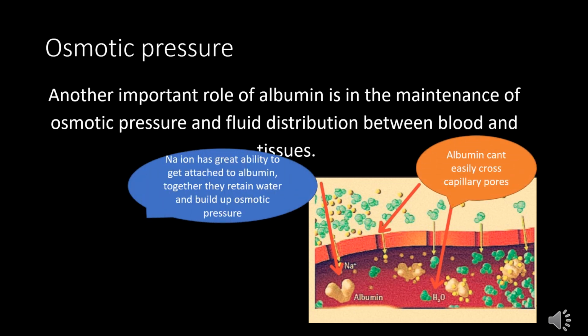As I mentioned earlier, albumin has a very important role in the maintenance of the osmotic pressure as well. Now, how it does that, as we can see in the diagram with red arrows, if you look at the right side of the diagram, albumin cannot cross the capillary pores easily because of its larger size. And moreover, the sodium ions also get attached to the albumin very easily, and together they are able to retain water and build up the osmotic pressure in this way.